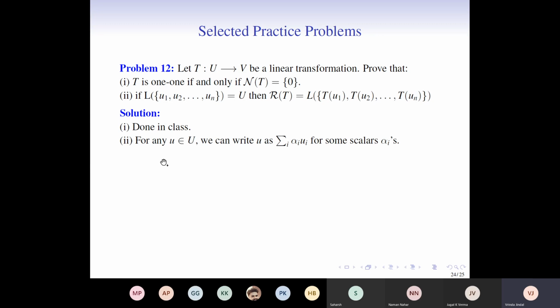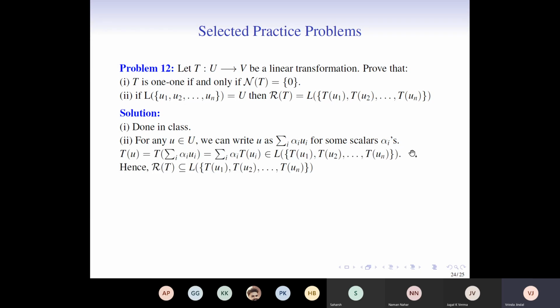First we prove it in the forward direction. For any vector u that belongs to the domain of T, we can write u as a linear combination of these ui's with coefficients alpha, because the ui's span the domain of T. And these alphas won't be unique, because it is not necessary that u1, u2 up to un form a basis of the domain. They just span it. It's not necessary that they are linearly independent. So these scalars are not really unique.